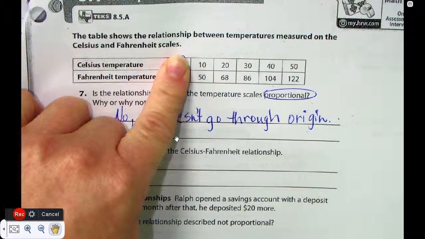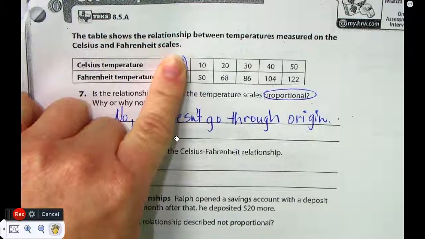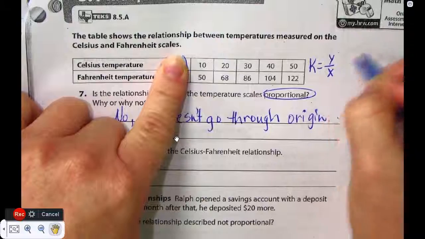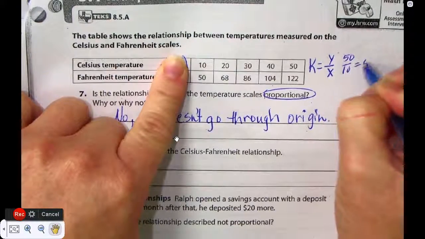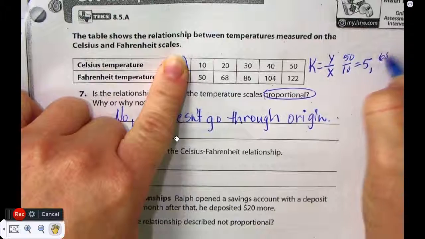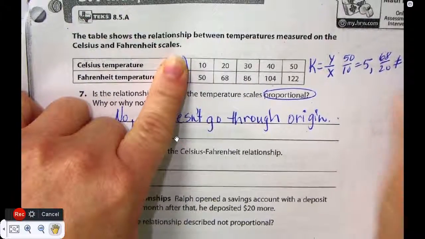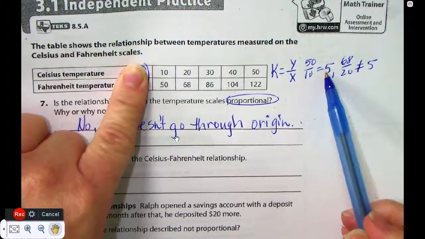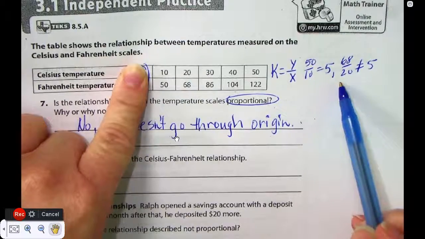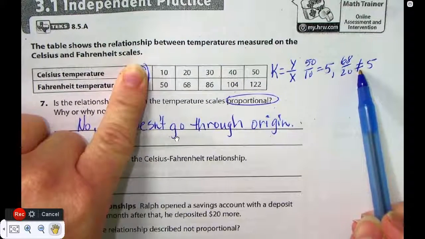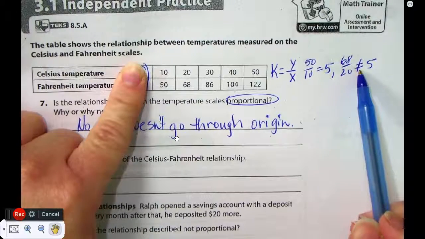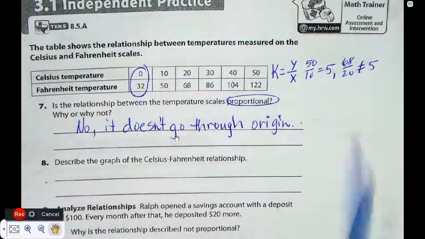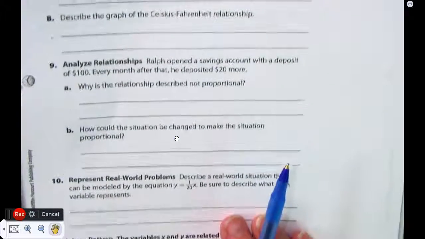Okay, Logan. Yep. So 50 divided by 10 is 5. So we're going to find our K, right? Yes. So 50 divided by 10 is 5, but 68 divided by 20 is not 5. So I get that? So we know it's not proportional that way too. That's another way we're going to have to determine. Okay, good deal. Okay, go back down, go down to 9.